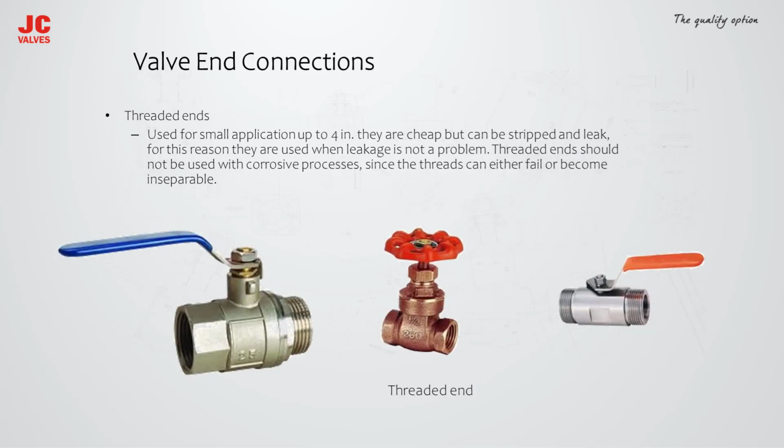Valve end connections. Threaded ends are used for small applications up to 4-inch. They are cheap but can be stripped and leak, for this reason they are used when leakage is not a problem. Threaded ends should not be used with corrosive processes, since the threads can either fail or become inseparable.